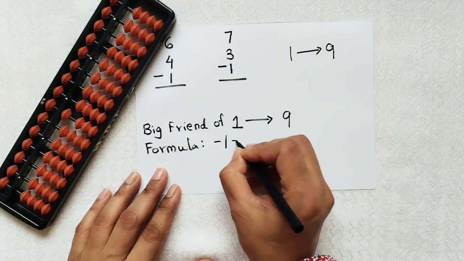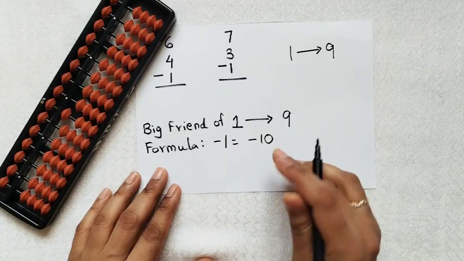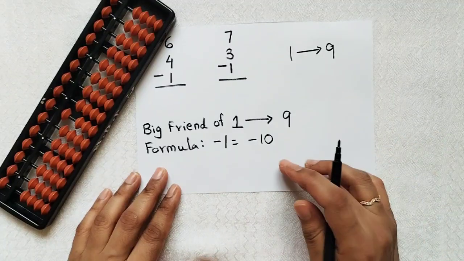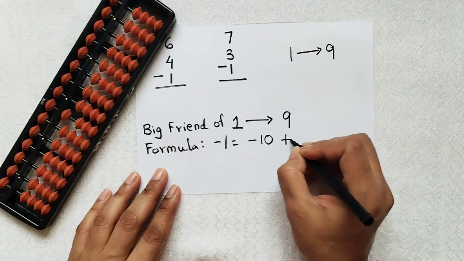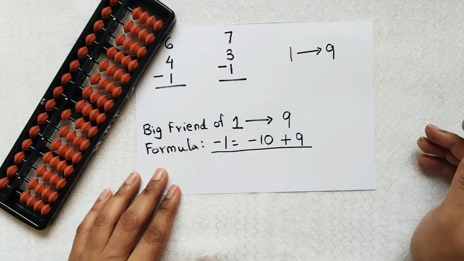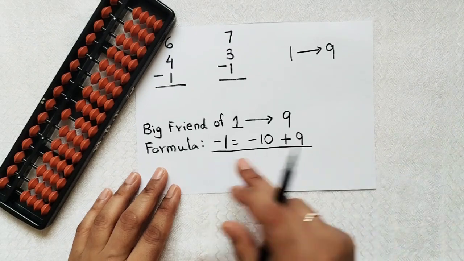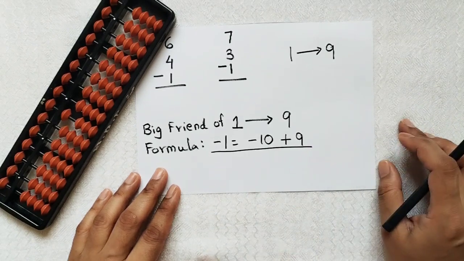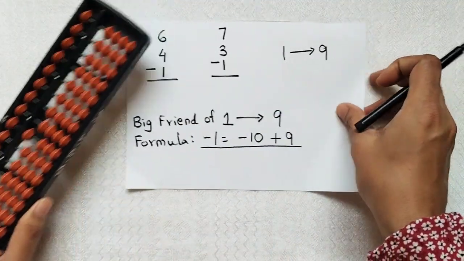Okay, now let us write the formula. Less 1 is less 10. That is the base number. You can call it a boss number also. So, less 10 plus 9. So the formula for big friend subtraction of 1 is less 1 is less 10 plus 9. Now let us solve these sums with the help of this formula.